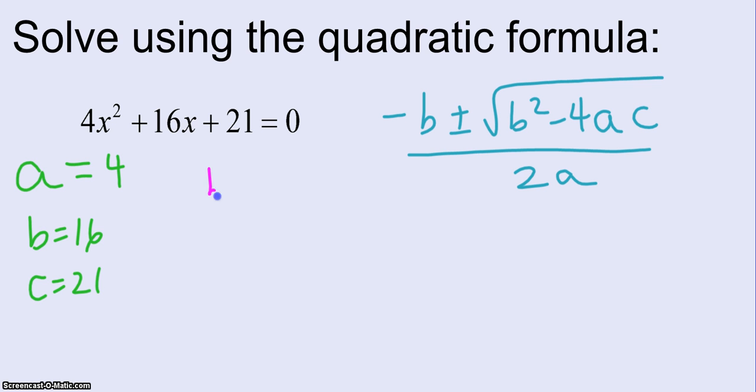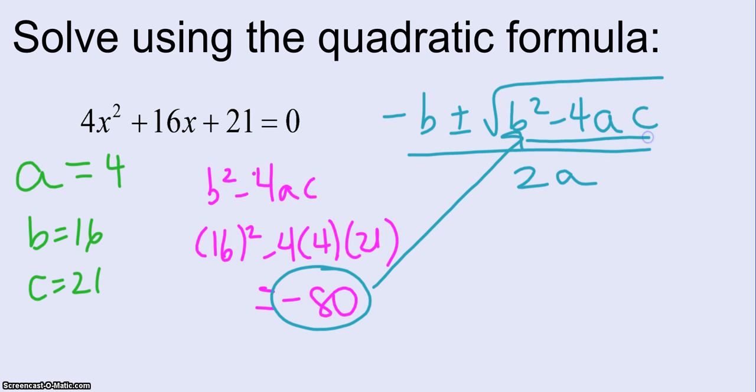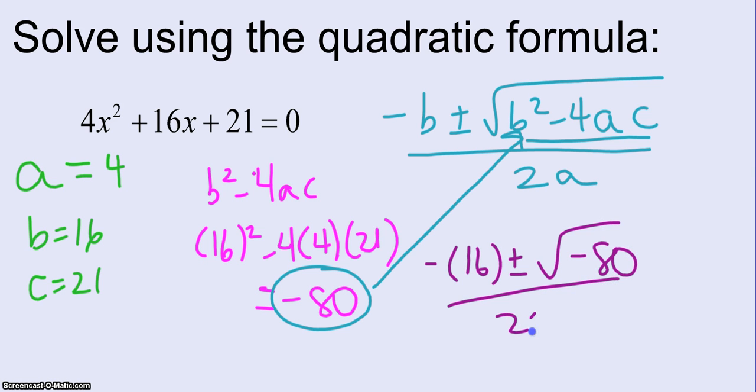So let's go ahead and find the discriminant. B squared minus 4AC is 16 squared minus 4 times 21, which will result in a negative 80. So what we have here in the negative 80 means that we have two imaginary solutions. So when we take this discriminant, we are going to plug it in right here for the B squared minus 4AC. So we have negative 16 plus or minus the square root of negative 80 over 2 times 4.